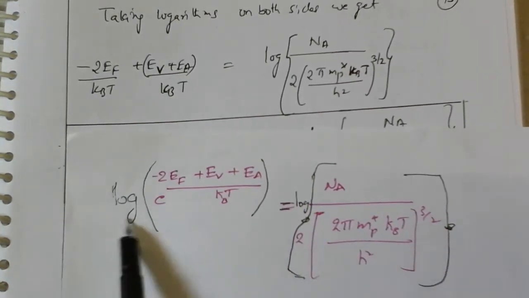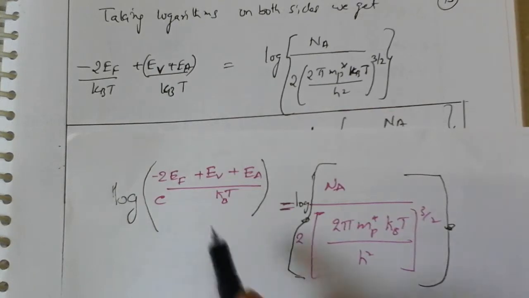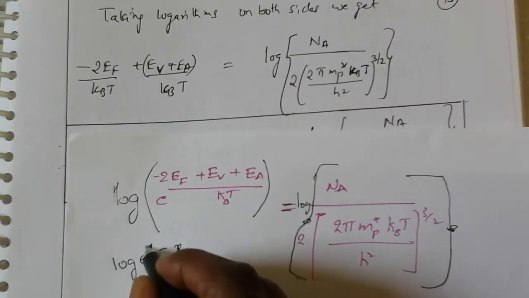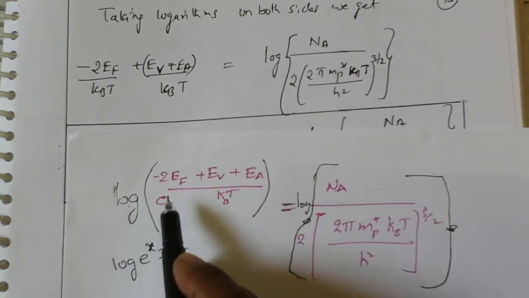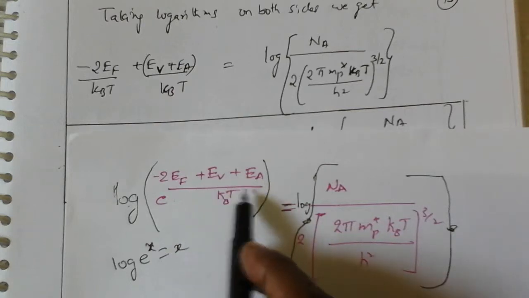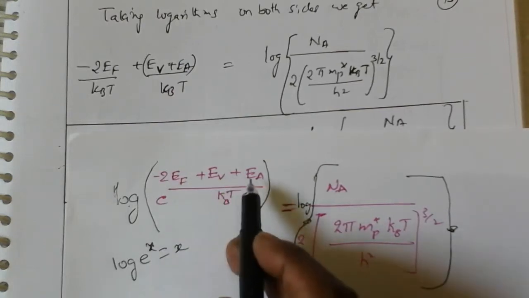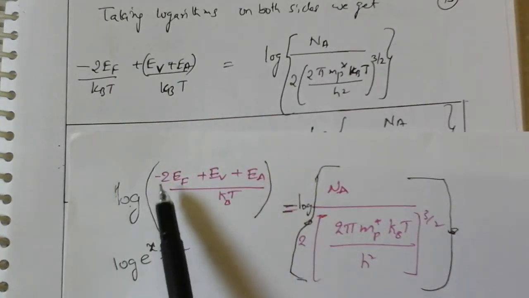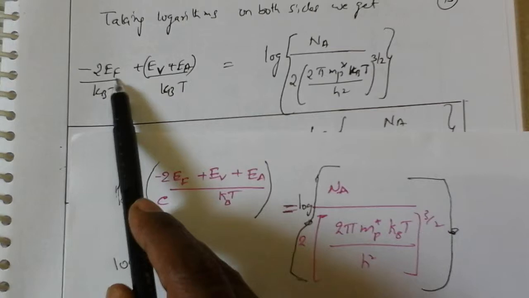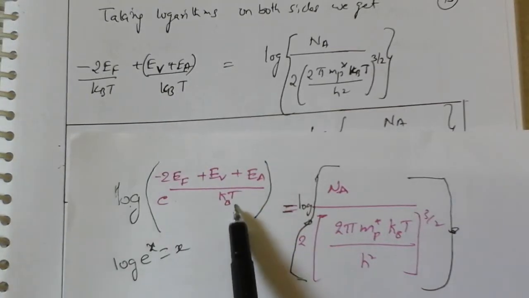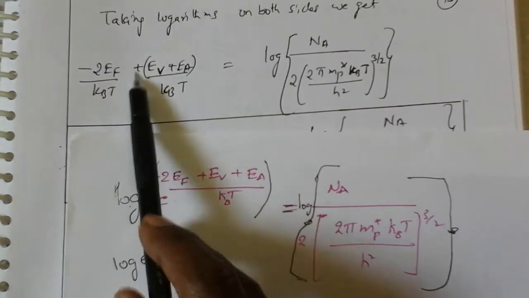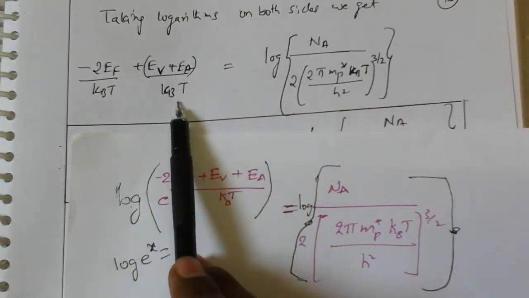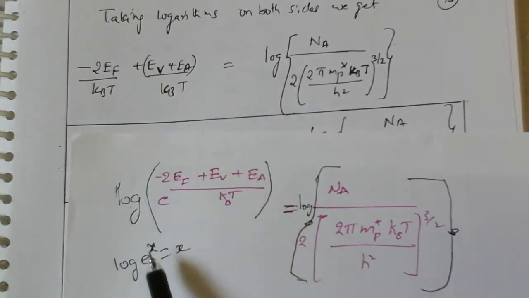When I take this logarithm on both sides, what happens? We have a formula: log e power x is equal to x. That is why it is going to become x only. That is why we are writing here minus 2Ef by kBt plus Ev plus Ea by kBt, as it is. This is just like x.